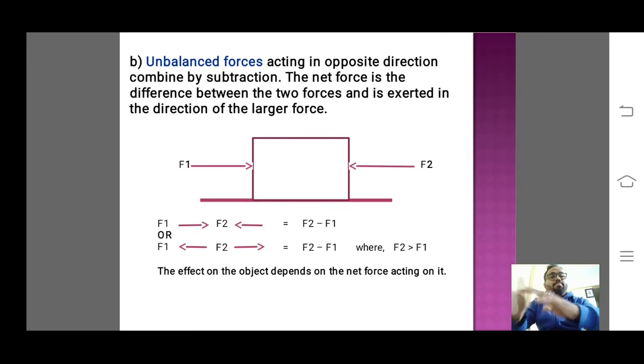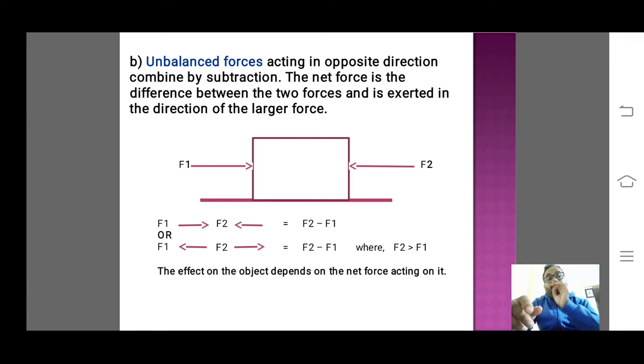Next we have unbalanced forces. Now what are unbalanced forces? Suppose you are applying F1 and again you are applying F2. If F1 is more than F2, then the box will go this side. And if F2 is more than F1, then the box will go this side. So the direction of the box depends on the magnitudes of F1 and F2.